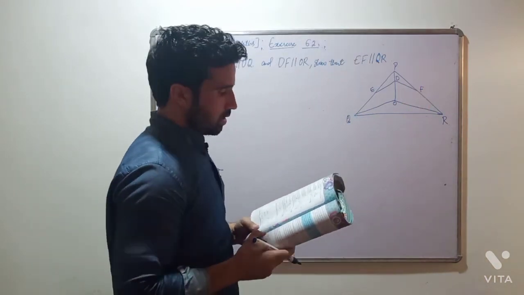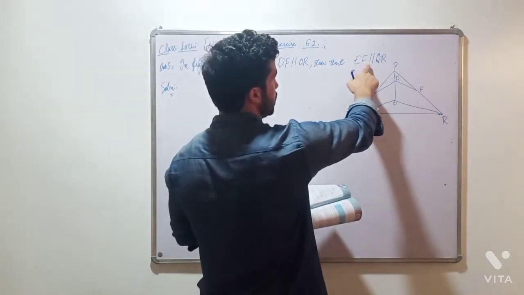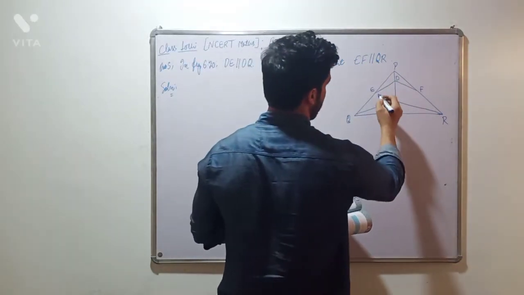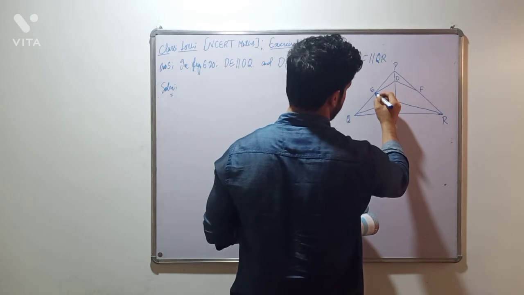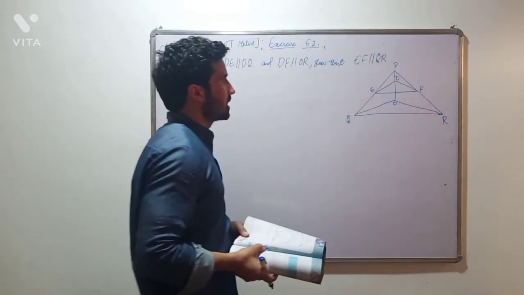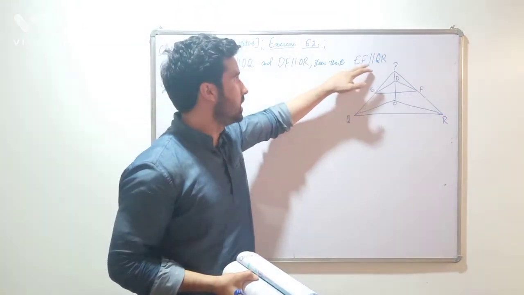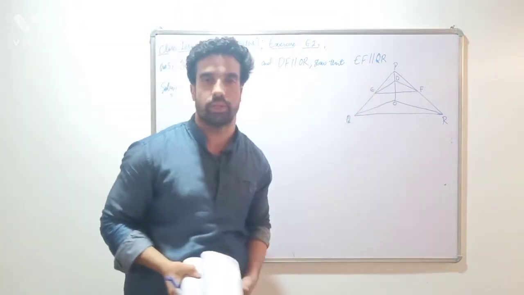Okay. So we are being asked to show that EF is parallel to QR. This EF should be parallel to QR. So EF, where is EF? EF will be like this. Okay, so this is the complete figure, and we have to show that this EF is parallel to QR, right.